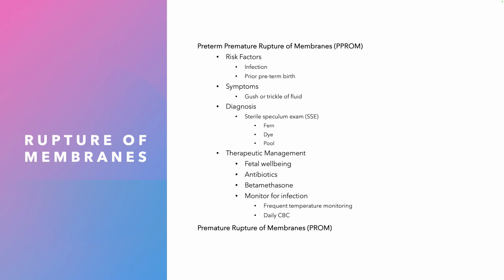They will get antibiotics. They'll get 2 days of IV antibiotics, and then typically they'll switch to oral for the remainder for a total of 7 days to prevent any infection. They will get steroids, that betamethasone injection, but they don't need the tocolytic medications because they're not contracting. And if they are contracting, we are not going to hold their labor to give them betamethasone. We'll monitor for infection. They're going to need frequent temperature monitoring, typically every 4 hours if they're in the hospital.